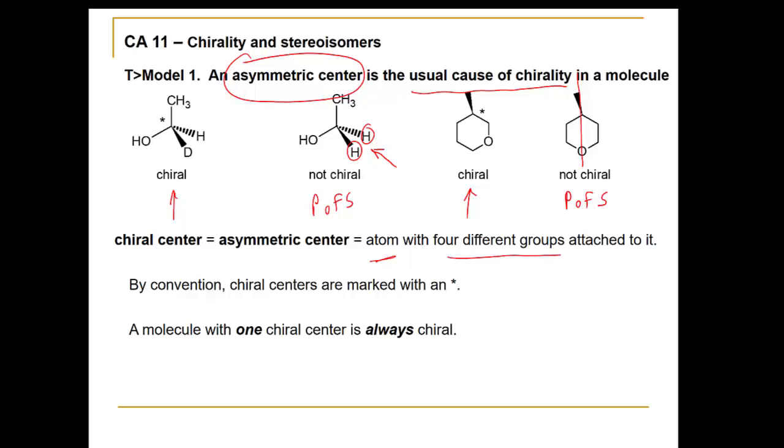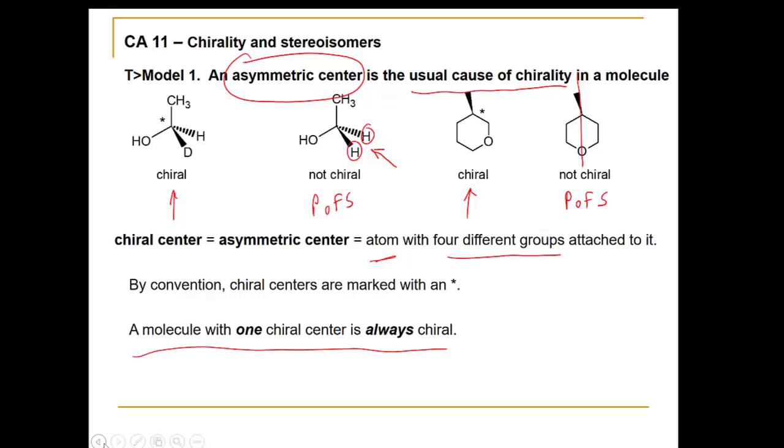Now notice this last point. A molecule with one chiral center is always chiral. Perhaps you get a sense that if there were more than one chiral center, in other words 2 or 3 or 4, we have to investigate further to see whether or not the molecule is chiral. But if there's only one chiral center, that molecule is indeed chiral.